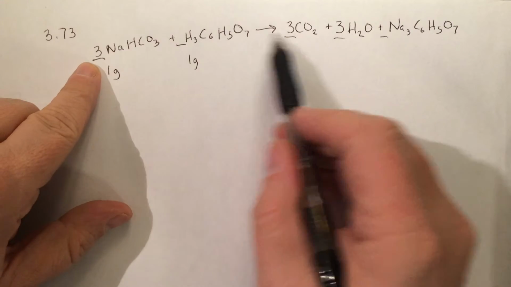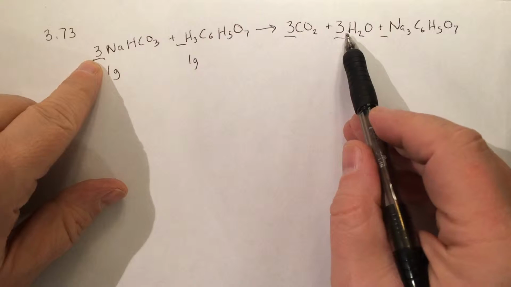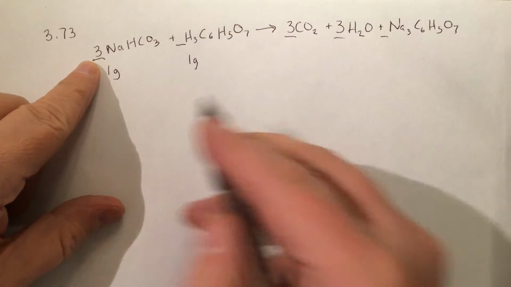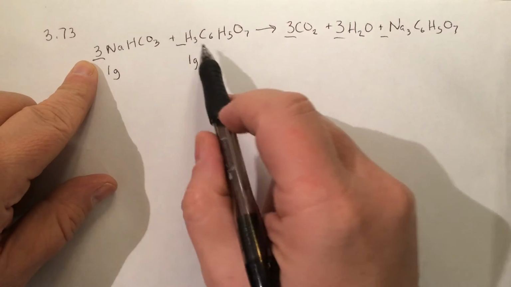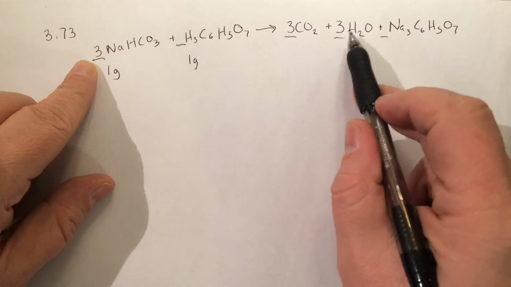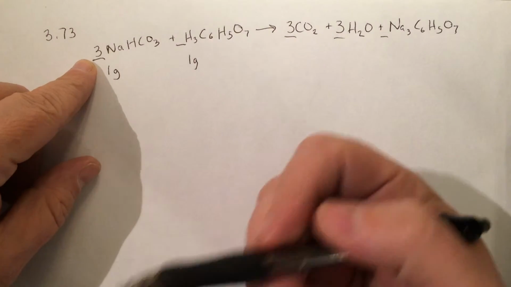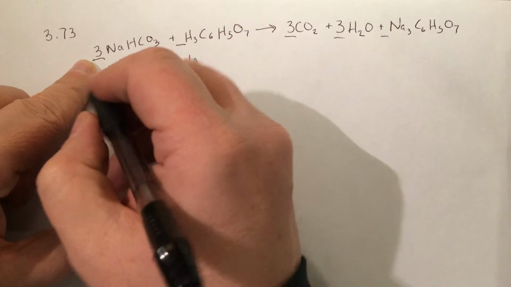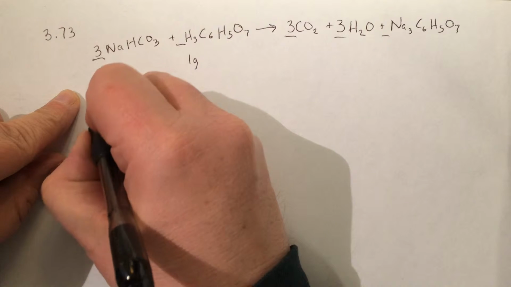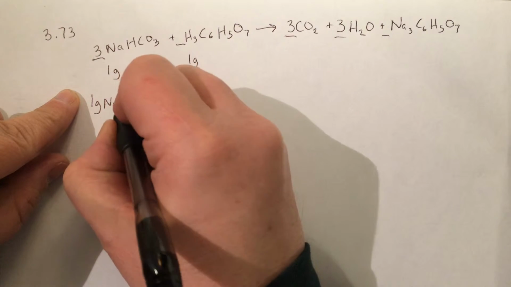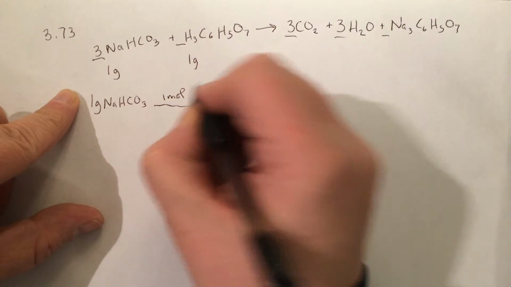This is a 1-to-1 relationship, so I could pick these two. I could also pick water. That's a 1-to-1 relationship. That's nice and easy. It saves me a step. Remember, this relationship is in moles. This is saying 3 moles plus 1 mole yields 3 plus 3 plus 1 moles of the product. So I have to go into moles before I can compare anything. So I'm going to say in 1 gram of the bicarbonate, how many moles is that?